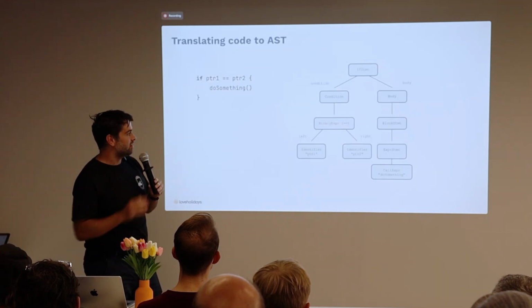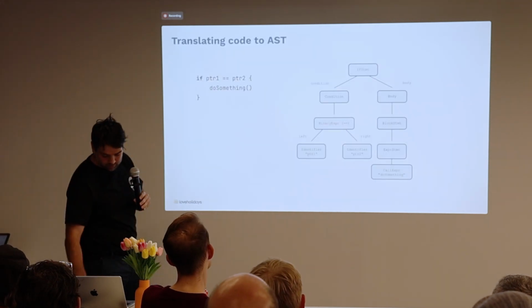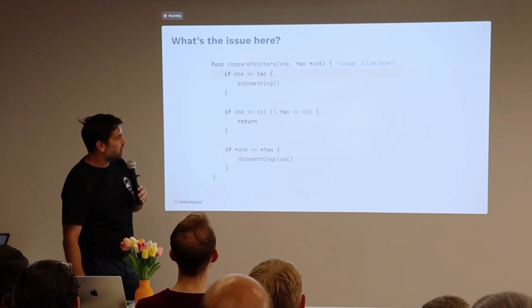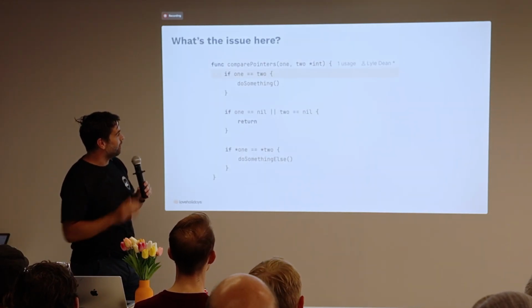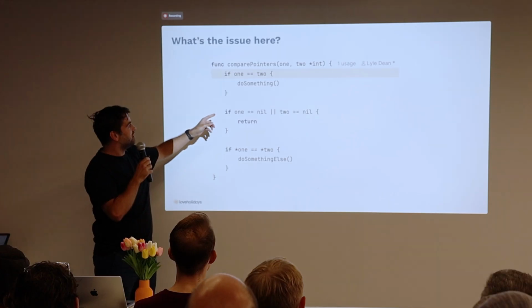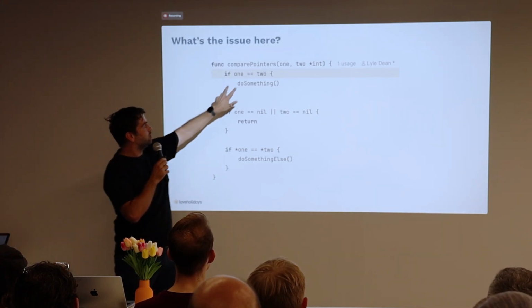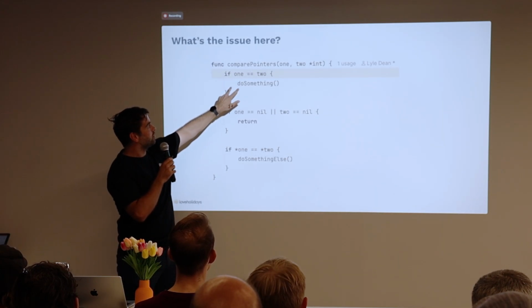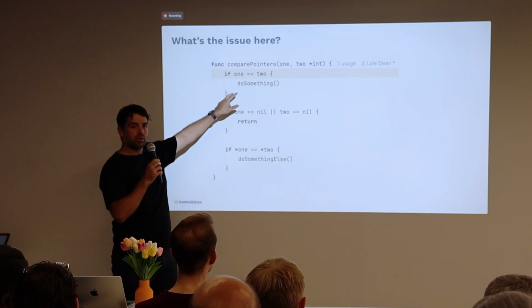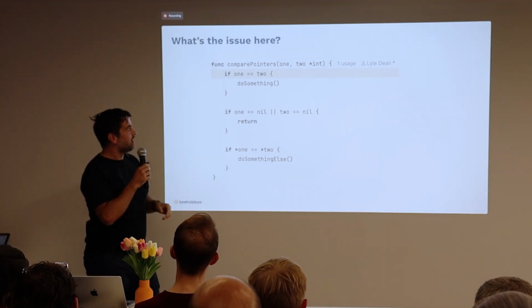Going back to our specific use case and the bug, we need to identify when two pointers are having an equal comparison and when they're basic types, because we want to pick up those issues.